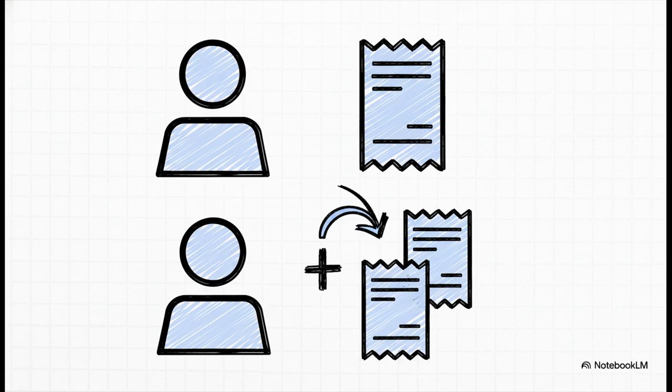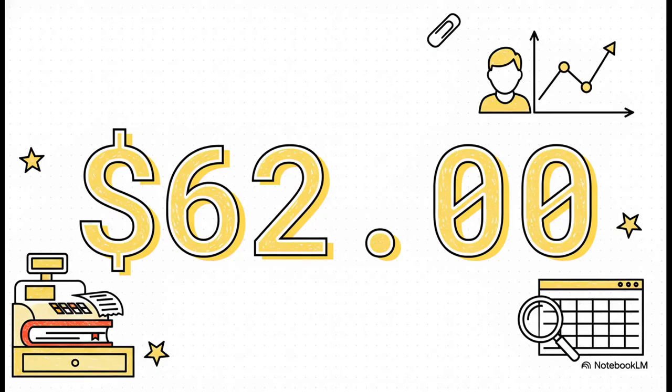That's the key to this step. So let's do that quick math. We take their first order of $45 and add it to their second order of $17.